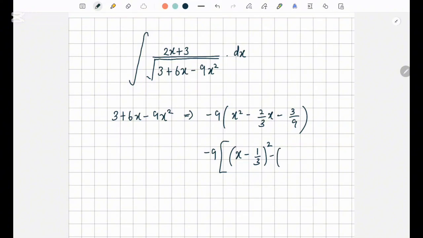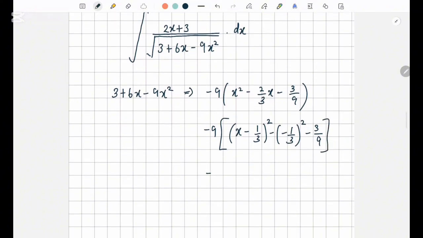minus 1 over 3, the term you have inside the brackets, squared, minus 3 over 9. Okay, now it's going to be minus 9 into x minus 1 over 3 in brackets squared minus 1 over 9 minus 3 over 9, giving us negative 4 over 9.